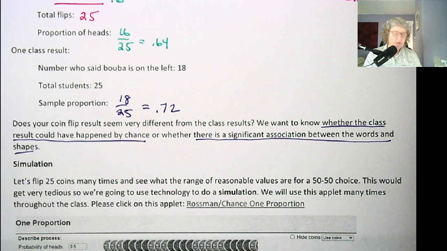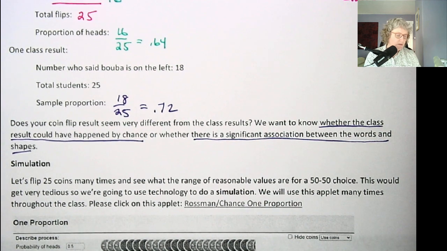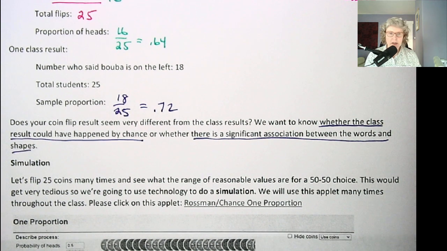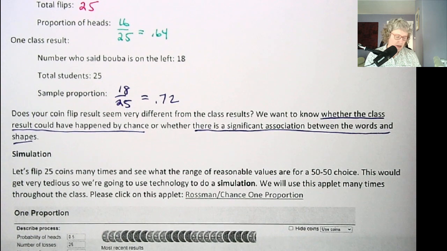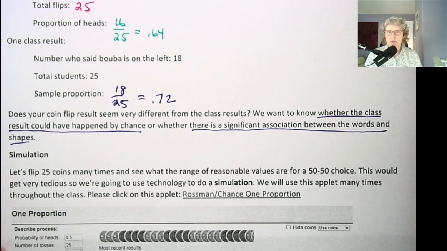Now this would take a long time and get very tedious if we were to flip 25 coins many, many times physically, so we're going to do a simulation. Even using random.org many times would get pretty tedious as well. So there are applets specifically designed to do this. Each applet we use in a video should have its link appear right before that video, so you can open it up in advance or whenever you want to do it. But it's helpful to do this along with the video so you get the practice.